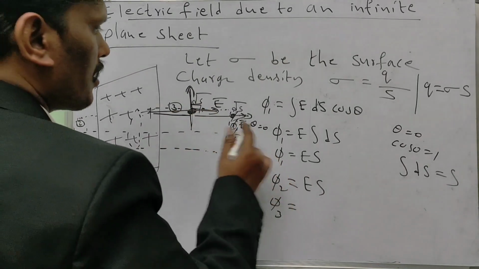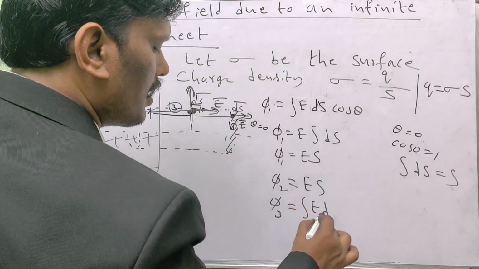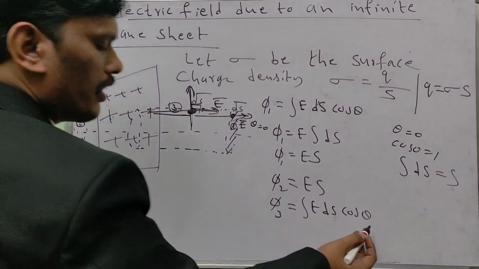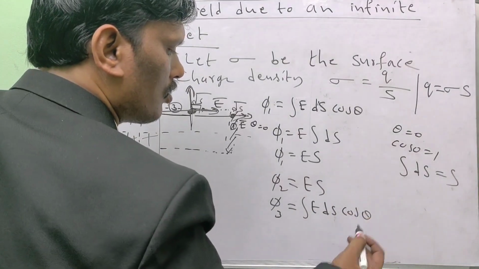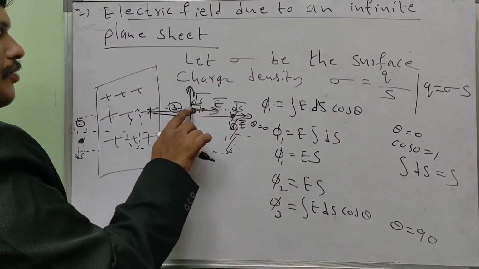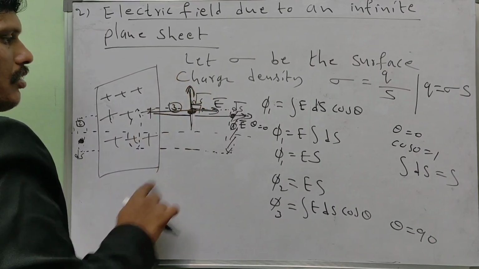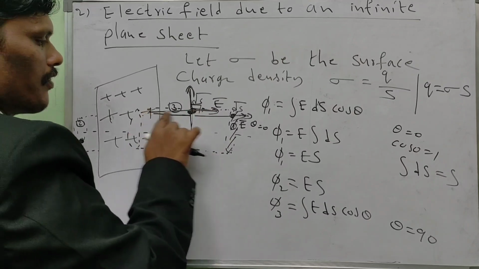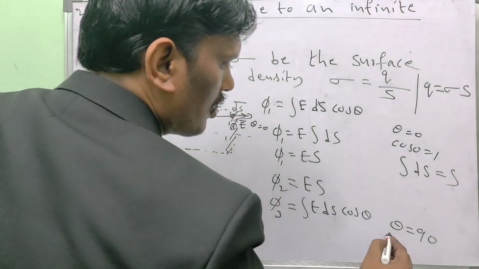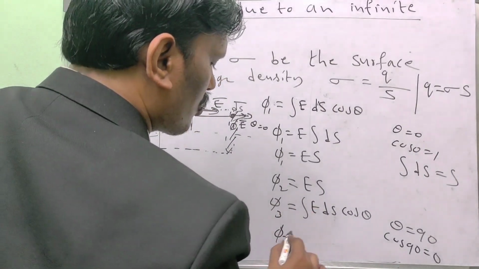Then what is the angle between the E vector and ds vector? 90. Then integral E ds cos theta, here theta is 90, so cos 90 value is 0. Why? Because ds is along the radius, outward normal drawn from the surface, and the electric field is away from the positive plane sheet. These two vectors are perpendicular. Then theta is 90, cos 90 value is 0. That's why it is 0. Then flux phi 3 is also 0.